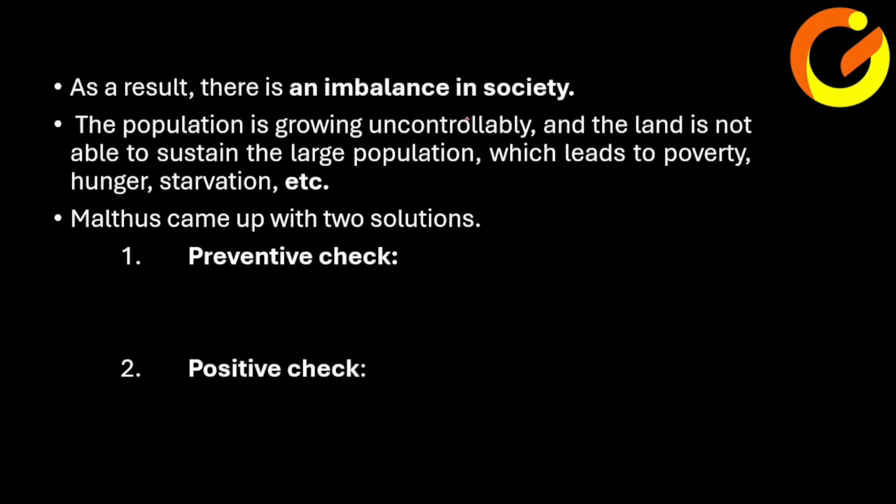As a result, there is an imbalance in the society. Yes, population is growing uncontrollably, tremendously it grows, right? As I told you, geometric progression, right? And the food is not growing in such a way, which leads to poverty, hunger, starvation, etc. Done. And Malthus came up with two solutions, which means if you want to match food production with the population, which means food production is going very slow like this and population is increasing tremendously like this, he says we have to control the population, we have to decrease the growth of the population.